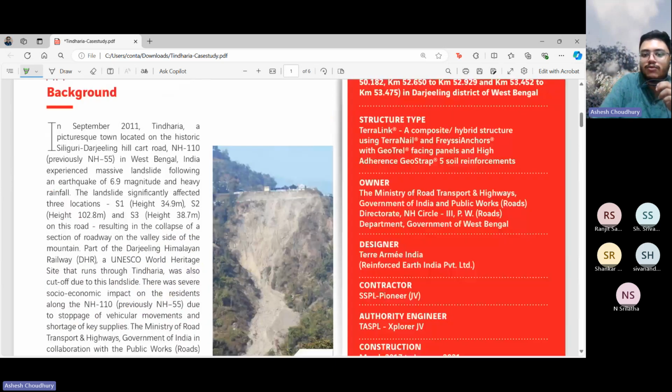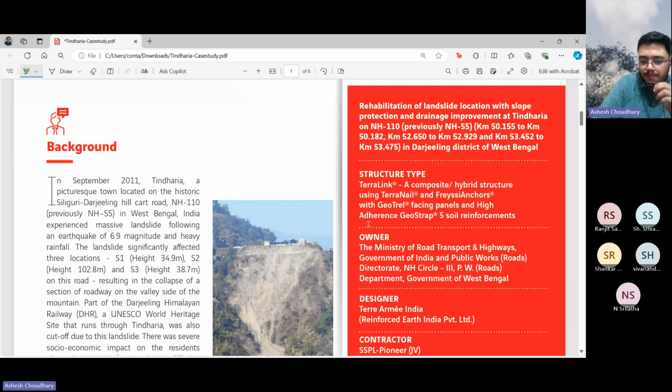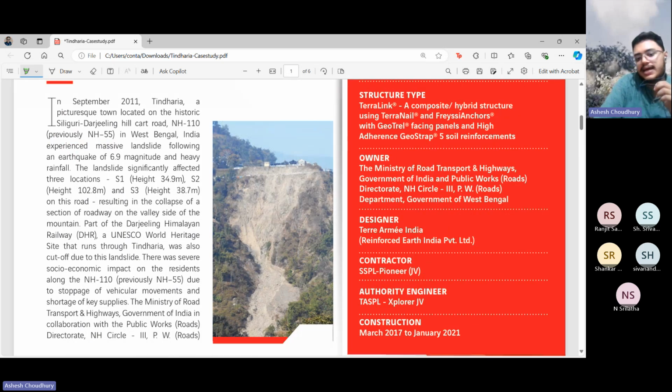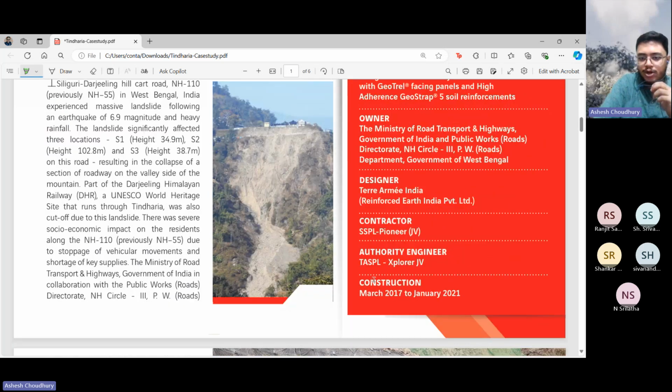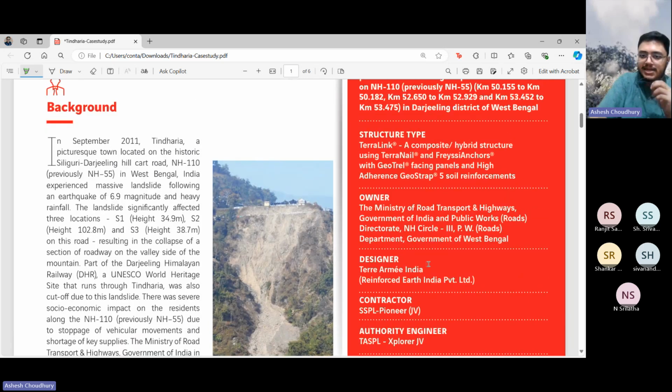Then later it was awarded to Terre Armée. The owner of the project was the Ministry of Road Transport and PWD Roads of the West Bengal government, and they contacted Terre Armée as the design partner for this project. The main contractor was SRPL Pioneer, and they were the engineers, but the design was given by Terre Armée India.